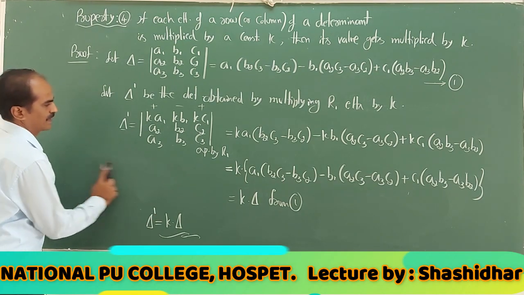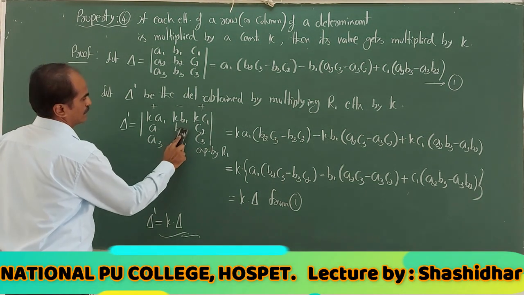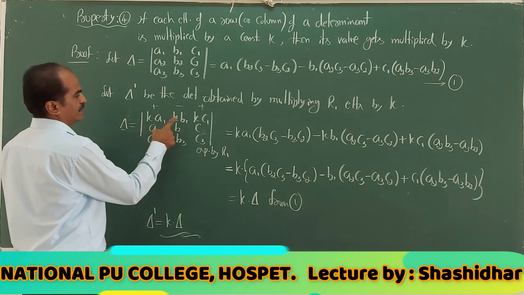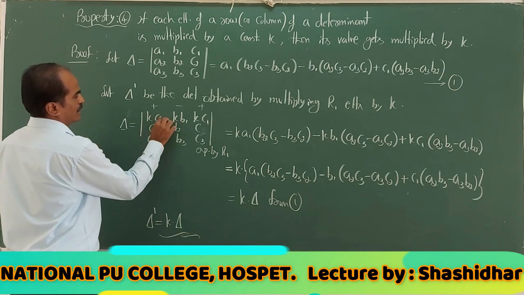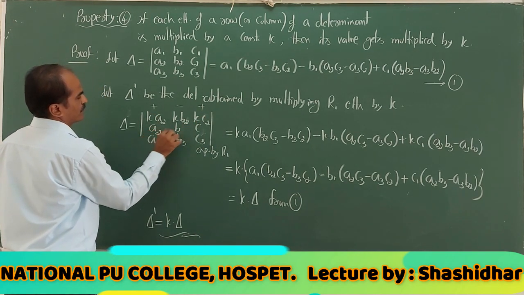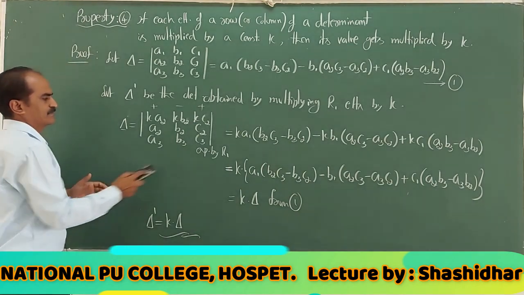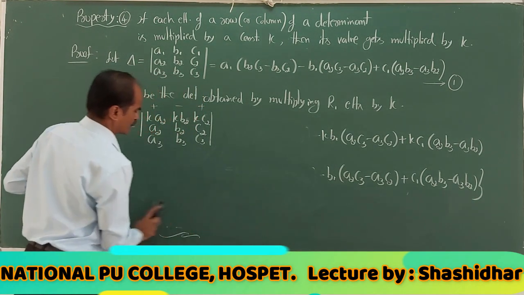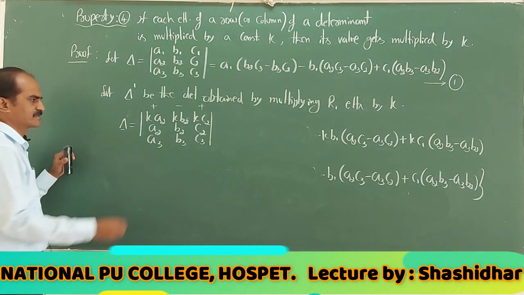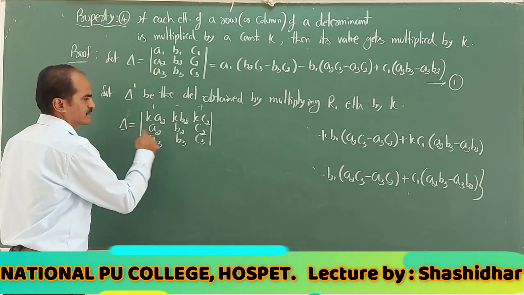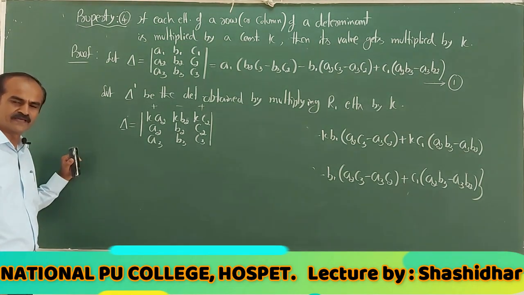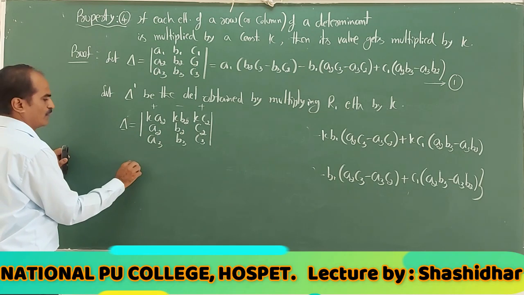Now suppose I take delta dash, delta with first row K A1, K B1, K C1, and second row elements A2, B2, C2, third row elements A3, B3, C3. Now notice the first row elements and second row elements, are they proportionate? Yes, first row elements are k times the second row elements. If two rows are proportional, the value of the determinant vanishes, it will be equal to 0. Let us see how it will be 0.